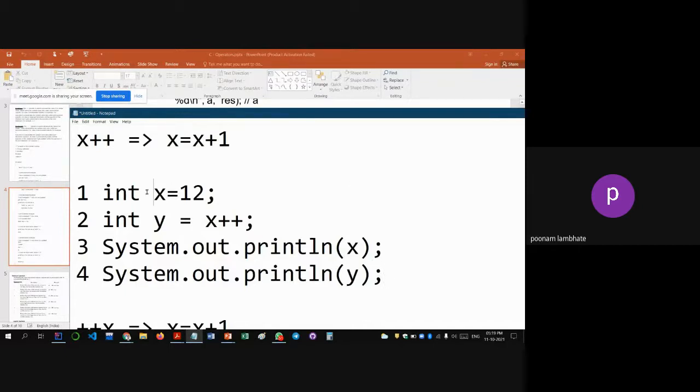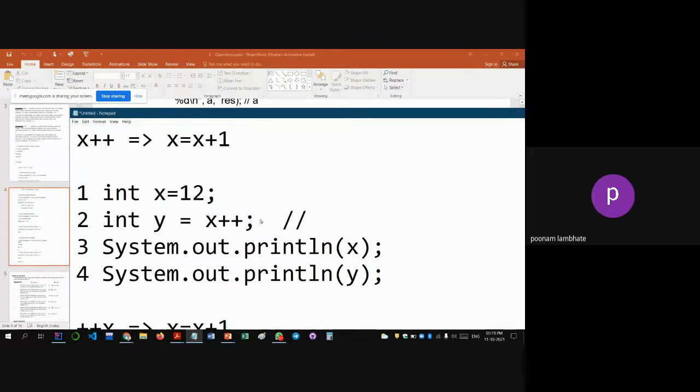See, x is equal to 12 initially. Then when you do x plus plus, it means post-increment. Plus plus means increment. Increment is nothing but increase by 1. So if x is currently 12, increasing by 1 means x will become 13. So x plus plus means first you use the current value of x. What is the current value of x? At the moment x is equal to 12. So that value 12 will get stored inside y.